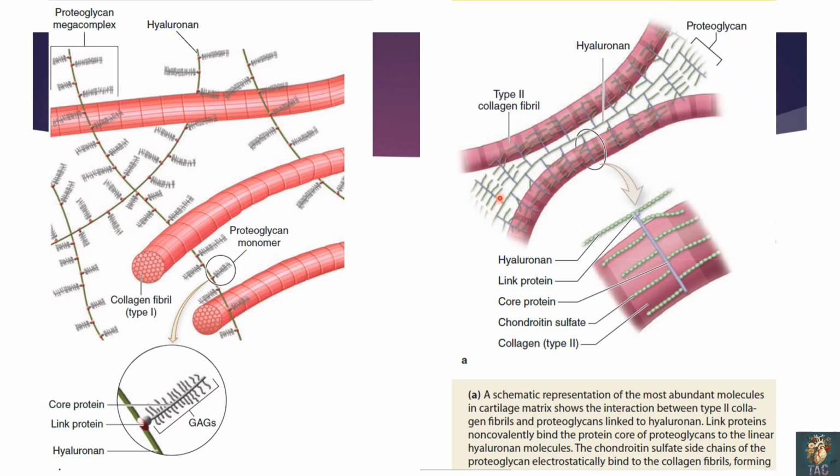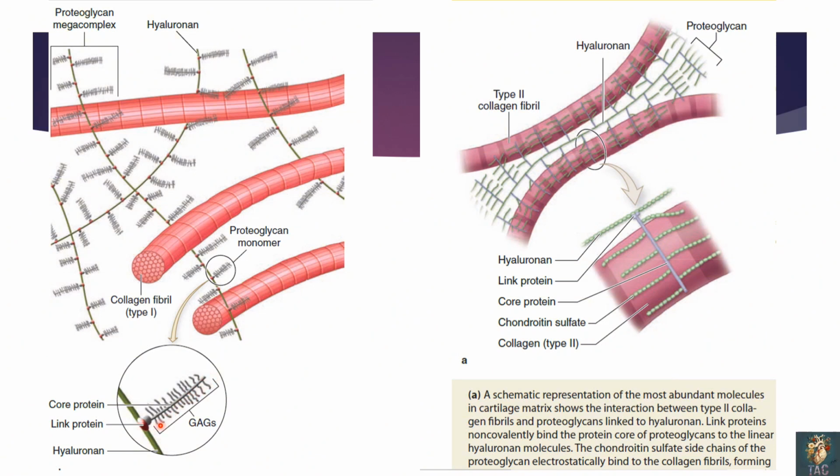So this is the detailed structure and the schematic diagram of the extracellular matrix of the collagen of the cartilage. Again I repeat, these are the collagen fibers, type 2 collagen mainly present. Then these threads are the hyaluronan, and to these threads are attached the proteoglycan monomers. This is the detailed structure of proteoglycan monomer, also called aggrecan.